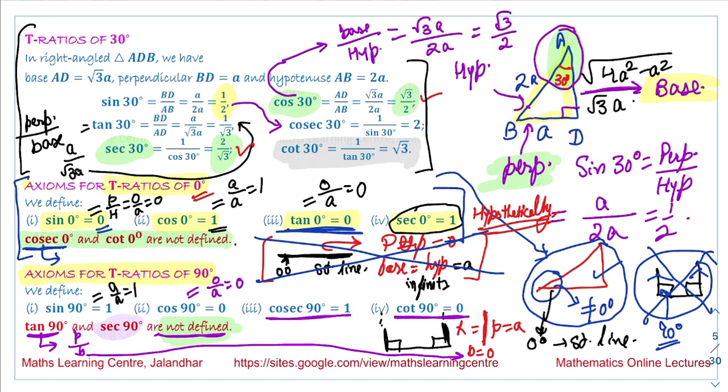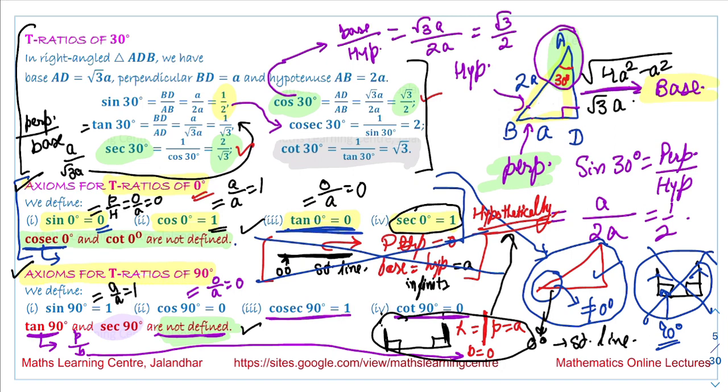So these are just hypothetical situations we are talking about to understand what is happening here. But basically these are the axioms, the values at 0 degree that we have assumed, with a triangle in this form, and these are just like the definitions.